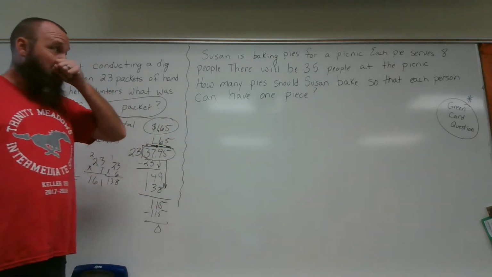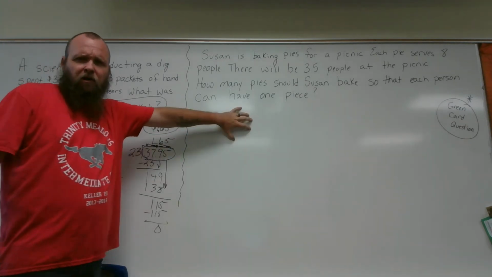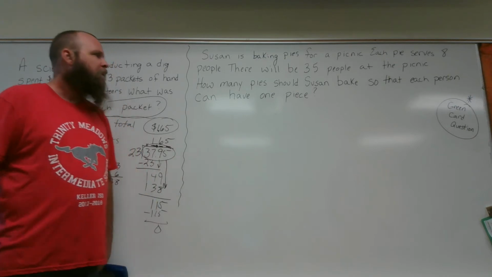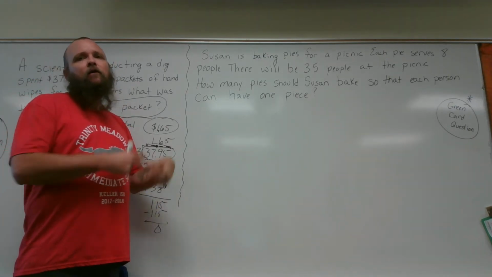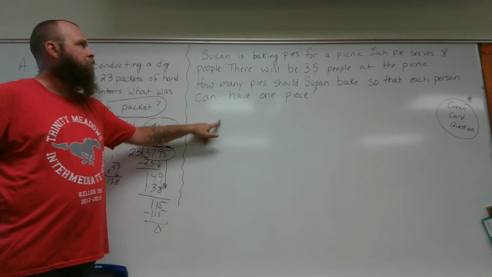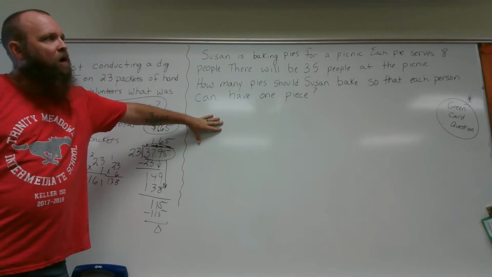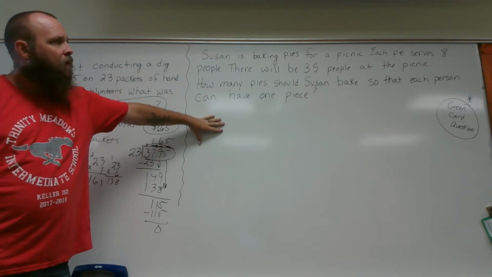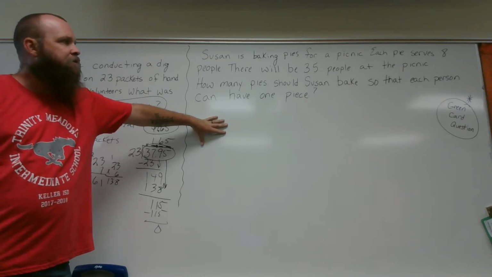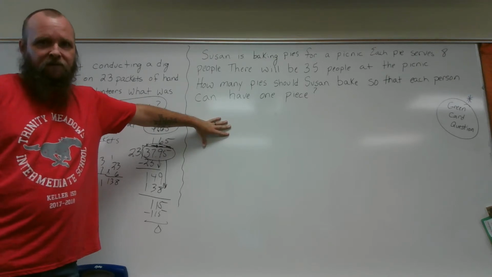All right, this is question number 1 on the green cards. All of the green cards kind of have a little bit of a theme to them if you put them all together. And the theme is understanding the remainder. You have to understand what the remainder is. Because this question: Susan is baking pies for a picnic. Each pie serves 8 people. There will be 35 people at the picnic. How many pies should Susan bake so that each person can have 1 piece?